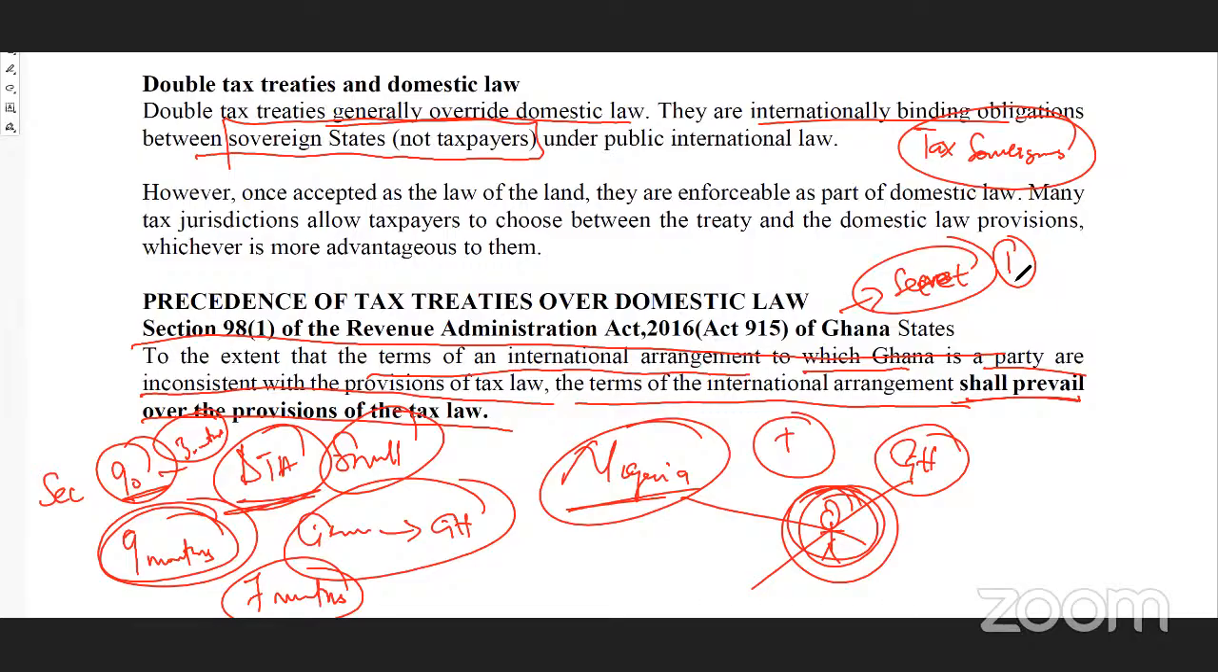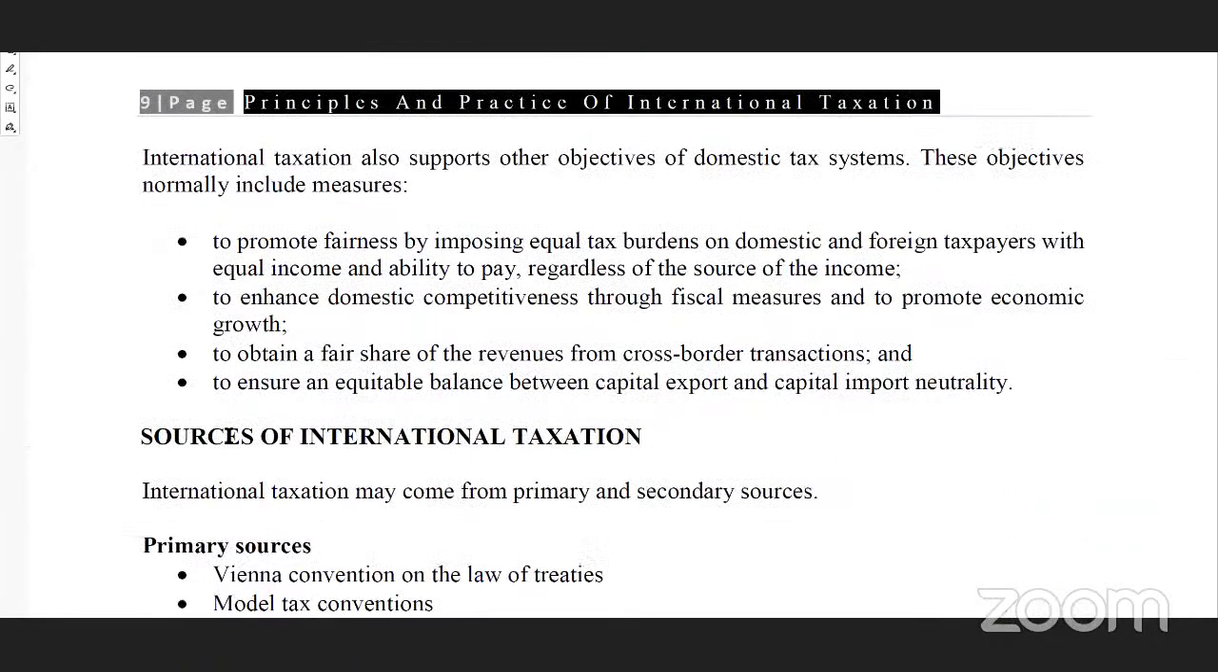But there are several instances where the domestic law may have power over the DTA, and we call that a treaty override. Okay, so there are several circumstances. We'll come and look at that later on, but for now, I don't think these things are important.